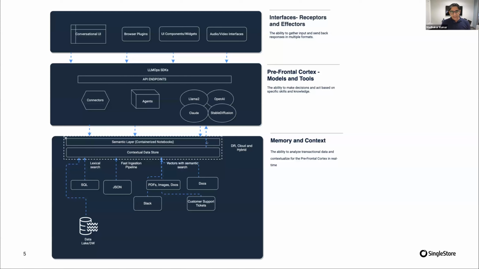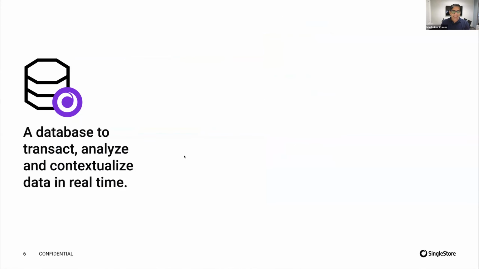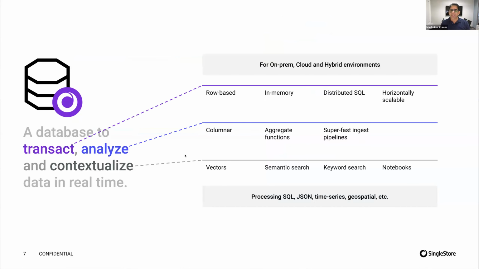So what we have seen is SingleStore has evolved into this. Based on everything that we have been doing for years and years, and how customers have started to use us, it has become that layer. And if I were to describe what SingleStore is today, before we get down into the show and tell, it's effectively a database that helps you do transactions, analytics, and contextualization of your data, which are the three things needed for being that semantic layer between your LLMs and the rest of your company data.